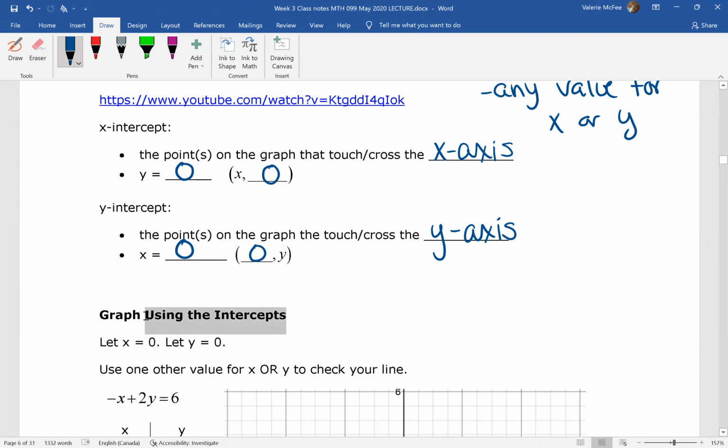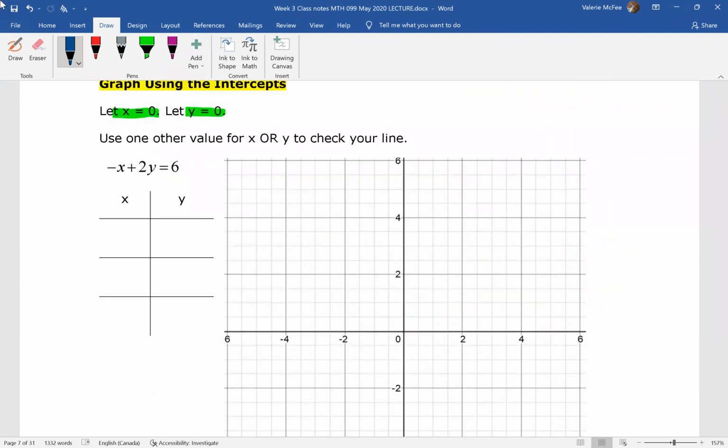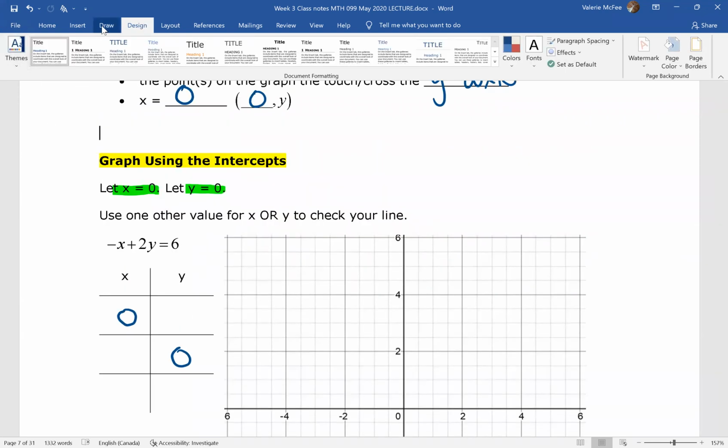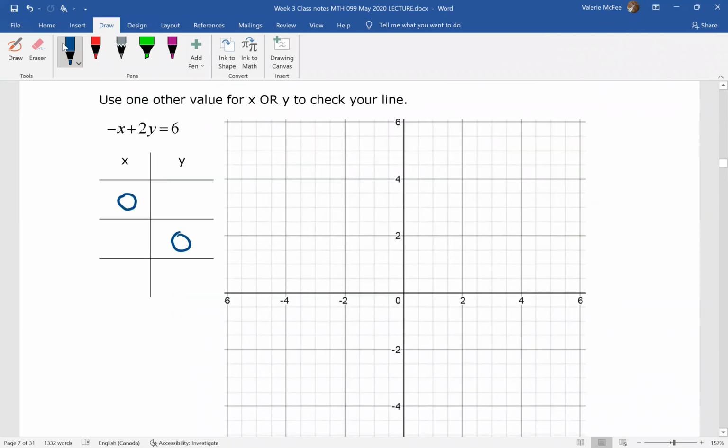We want to graph using the intercepts. That means we want to let x equal 0, find the missing coordinate, and then let y equal 0 and find the missing coordinate. So the first thing I would do in my table of values is fill in x equals 0 and fill in y equals 0. And then we can use substitution to find the missing coordinate.